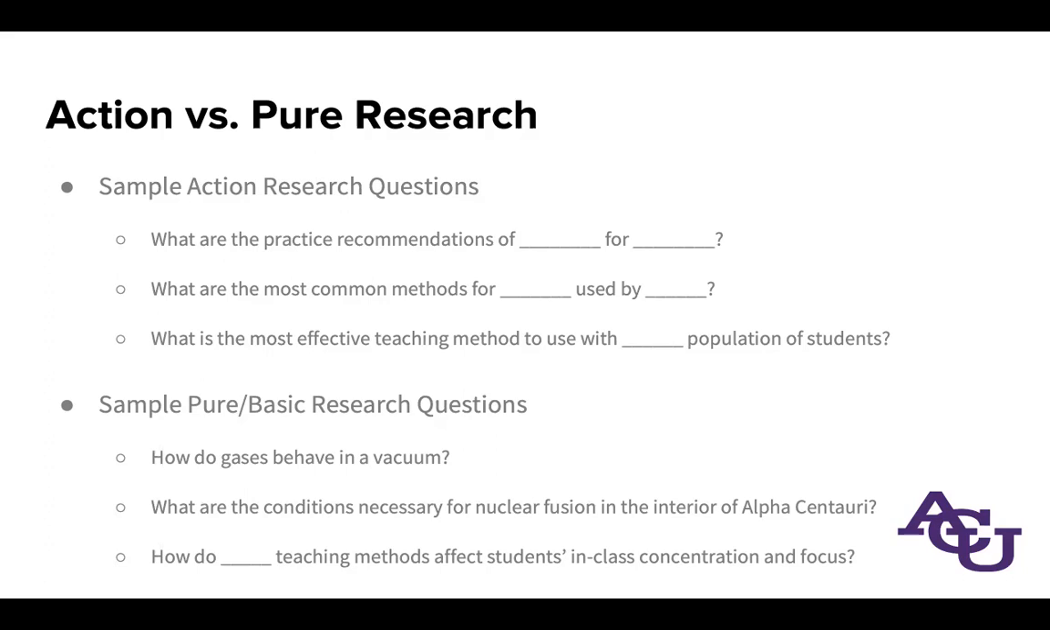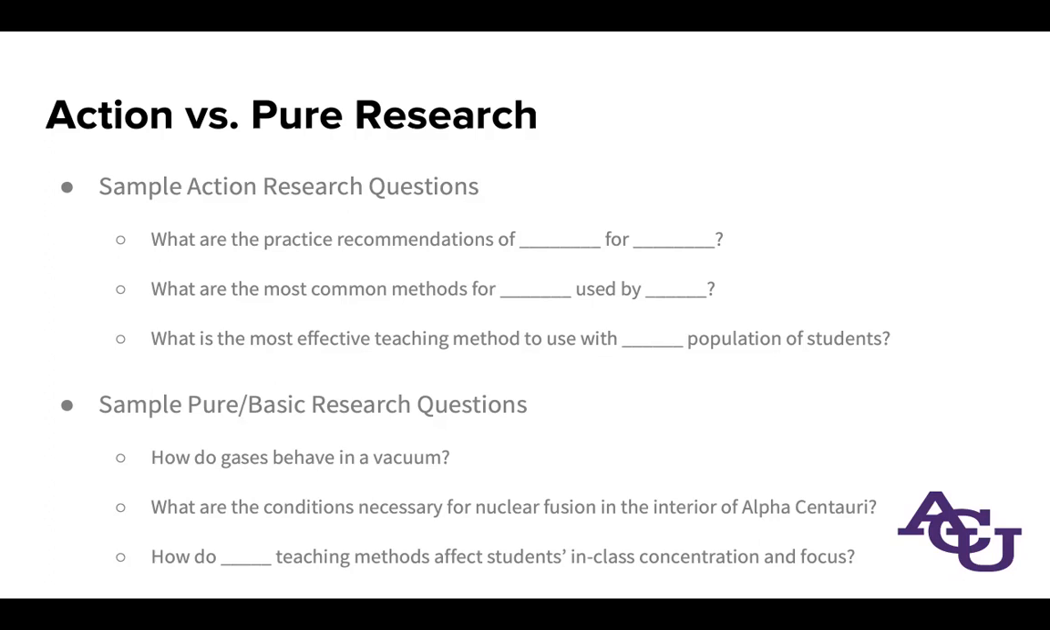Fine. Another thing, okay, what are the conditions necessary for nuclear fusion in the interior of Alpha Centauri? Now, you might say, but wait, isn't that an action thing? Well, it is specific, but in practice, if we figure out the conditions necessary for nuclear fusion in the interior of our nearest stellar neighbor, Alpha Centauri, about 4 light years away, well, are we actually going to be able to change that with that knowledge? No. And that's why it's pure research or basic science research rather than action research in this instance.